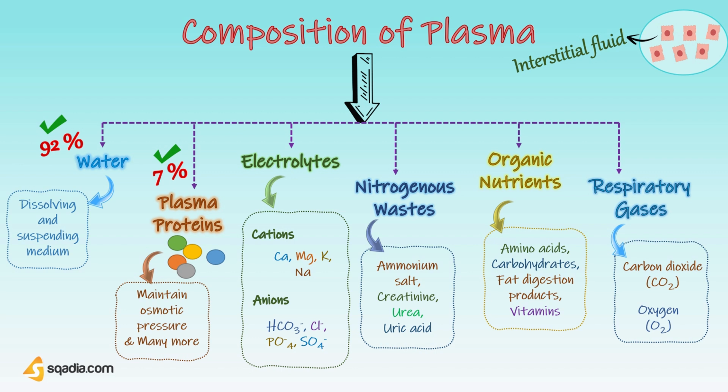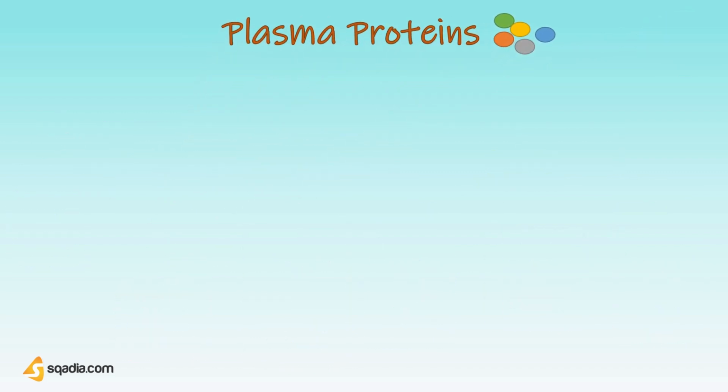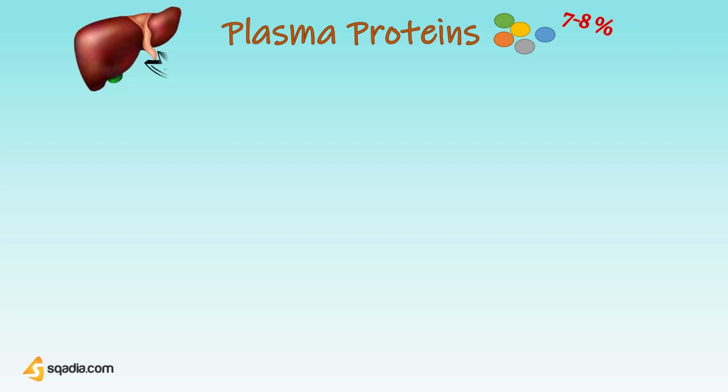So we can say these proteins in water make up around 99% of plasma. The rest of the components are present, but in very small amounts compared to these two. So here we will only talk about one of the major components of plasma, which is plasma proteins. The plasma proteins are the most abundant of the plasma solutes, making up approximately 7 to 8% of plasma weight. The liver synthesizes and releases more than 90% of the plasma proteins. So we can say the origin of all these plasma proteins is the liver.